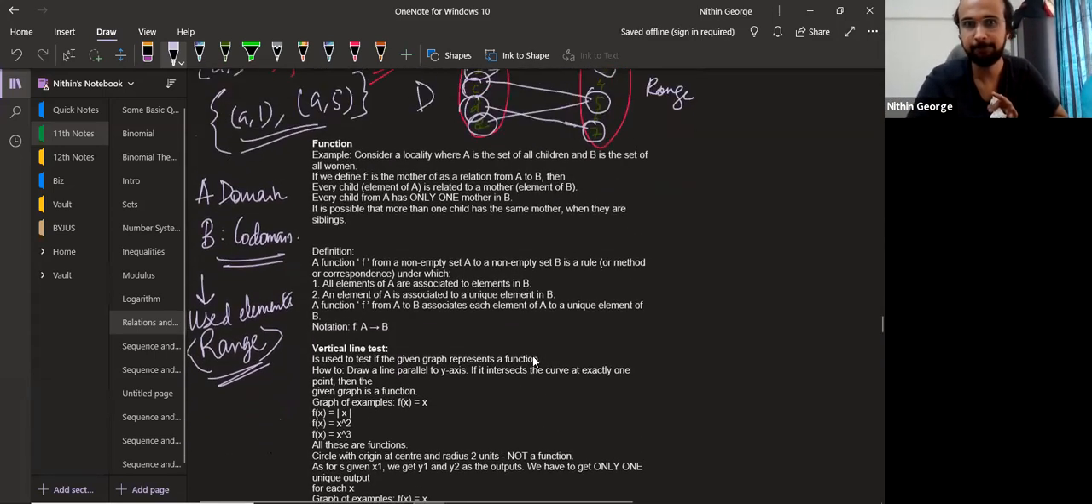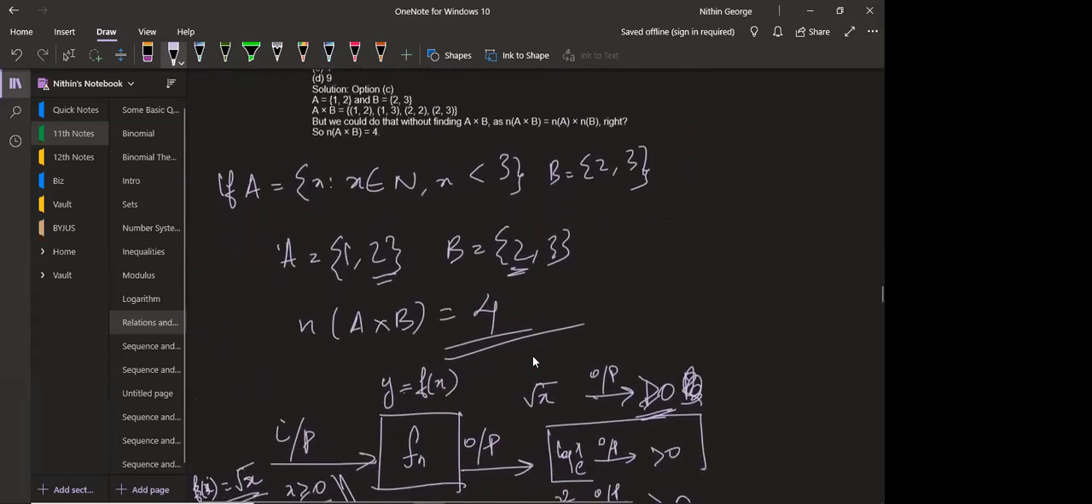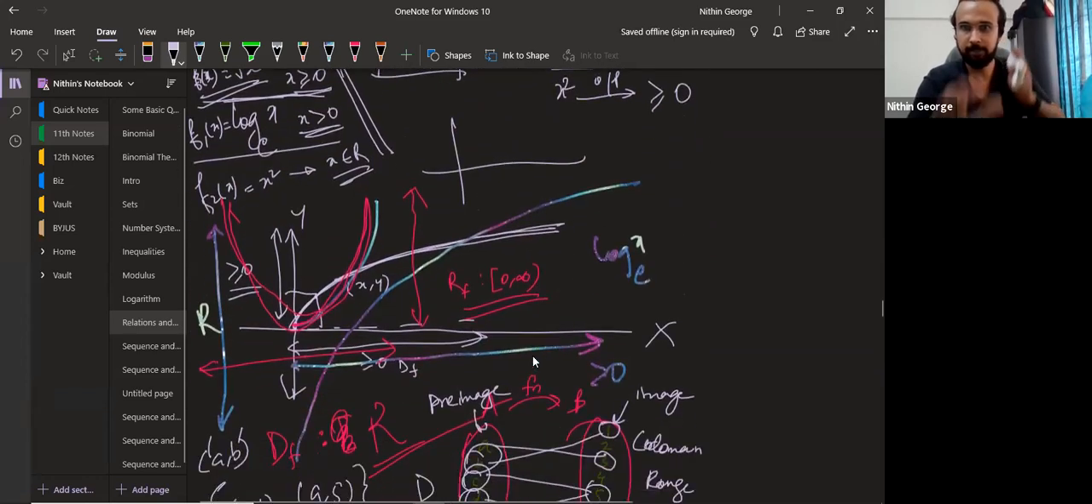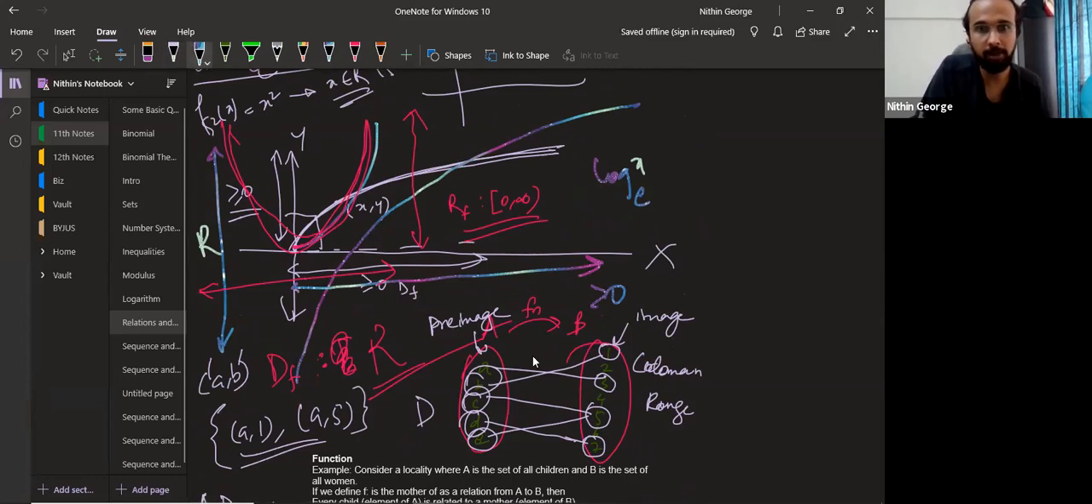Did you get this? Yes, sir. What a function is: there is a domain, a codomain, and a subset of it, which is the range, the set of all values that come out. Suppose all these elements pointed to the same value 3.